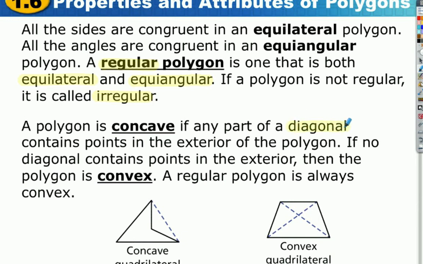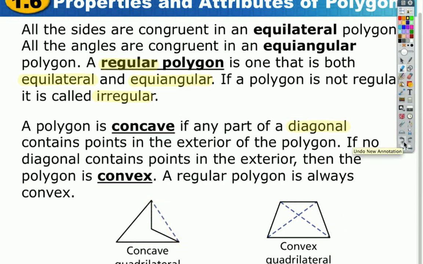If a polygon has a diagonal that's on the outside of the shape, that's called concave. If all the diagonals are inside the shape only, that's called convex. So you can see this diagonal right here is on the outside of that shape, that's called concave. These diagonals are only on the inside, that's called convex.